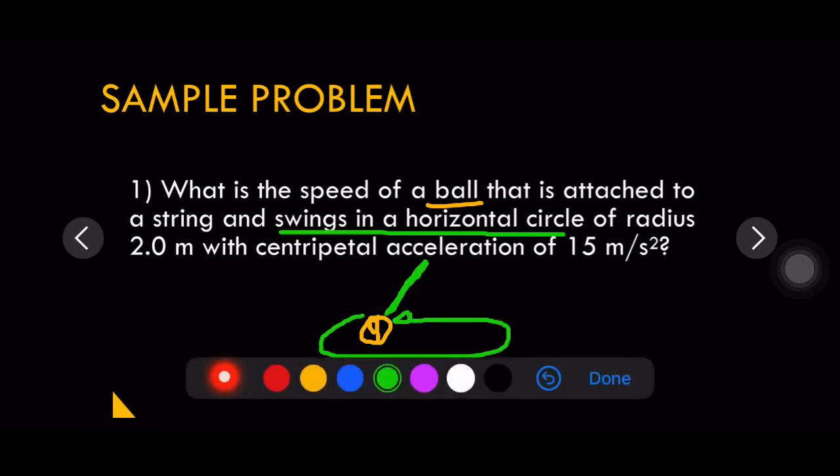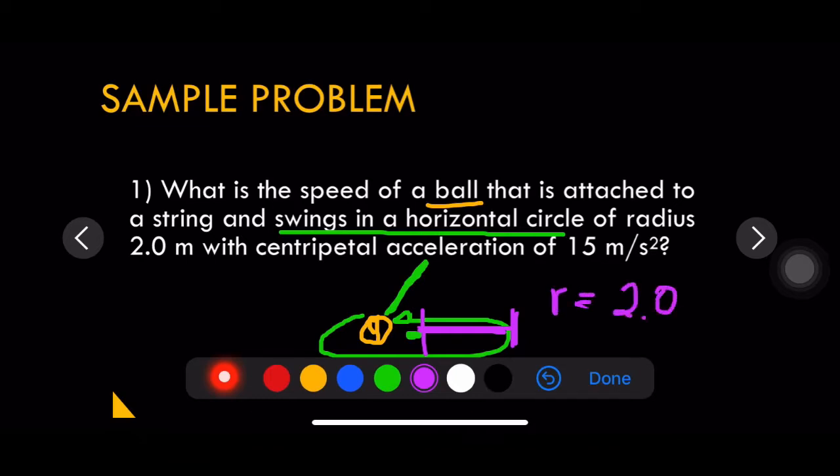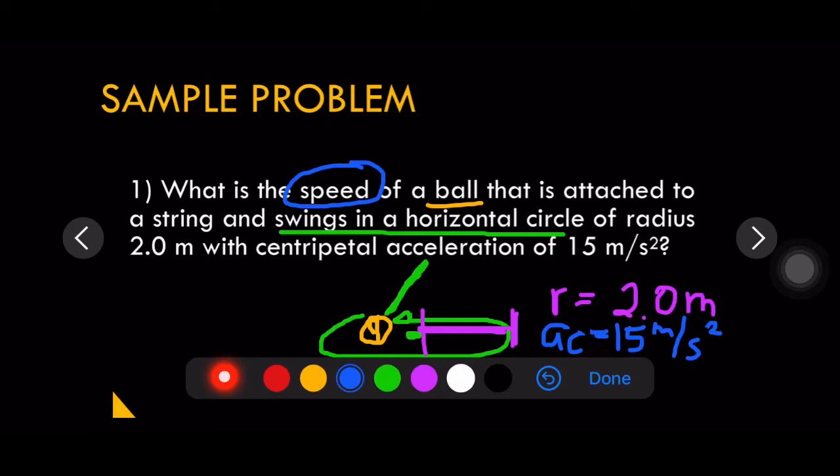This is the center of the circle, and this is the radius. So r is equal to 2.0 meters, that's given. It has a centripetal acceleration AC of 15 meters per second squared. We're going to look for the speed of the ball, which is the tangential velocity along a circular path.